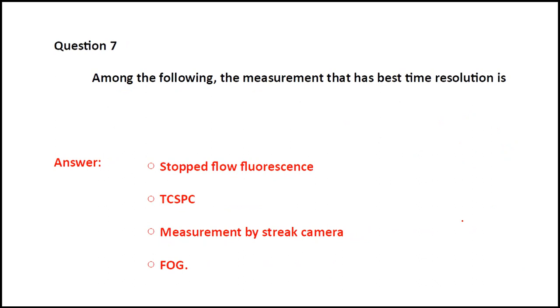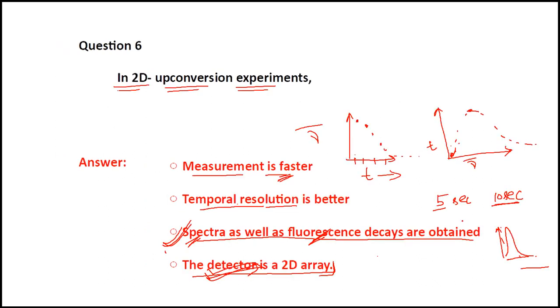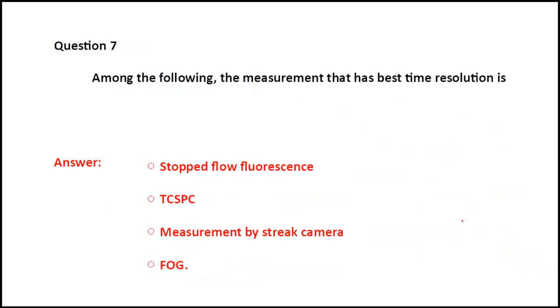Okay, so with this, we'll come to question number 7. Among the following, the measurement that has the best time resolution is: first, stopped flow fluorescence; second, TCSPC; third, measurement by streak camera; and the fourth one is FOG. So far we have not discussed stopped flow fluorescence. We have discussed TCSPC, measurement by streak camera, and FOG.